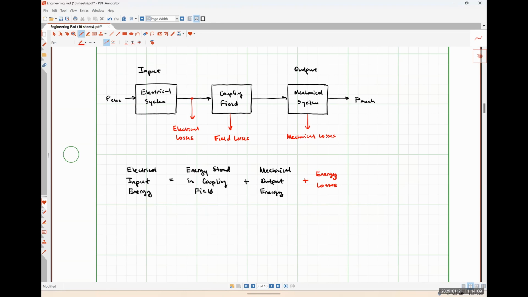So from this particular relationship, we can see that our output energy will always, always, always be less than the input energy. And the coupling field is effectively what is sustaining this energy conversion process. So without it happening, effectively taking in energy, storing it, and allowing it to be converted, we wouldn't have electromechanical energy conversion.